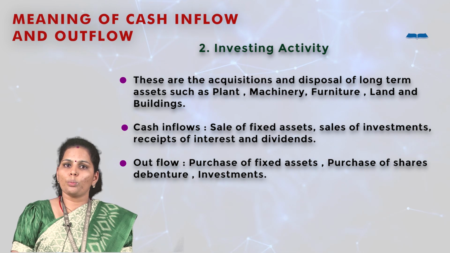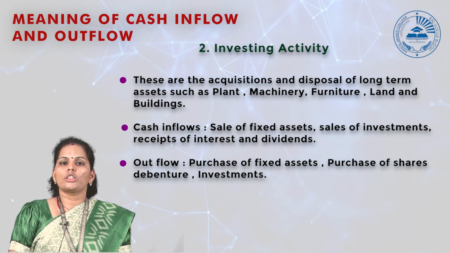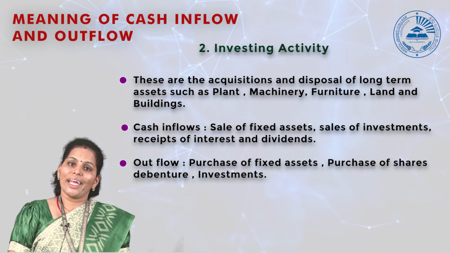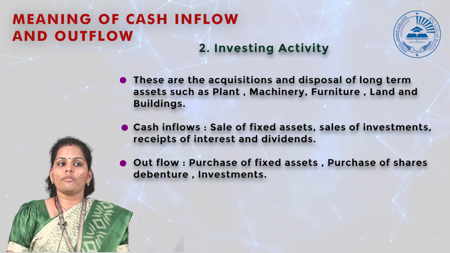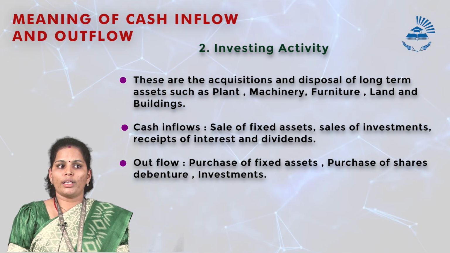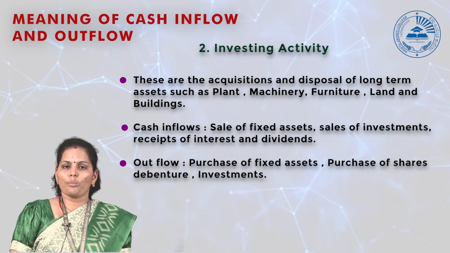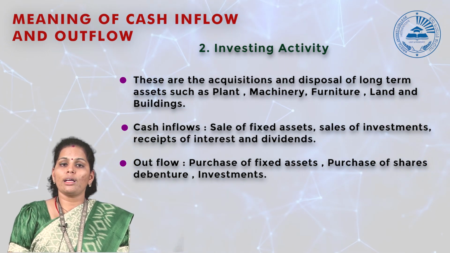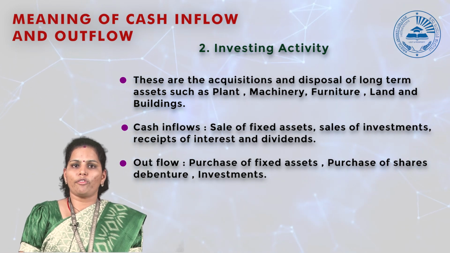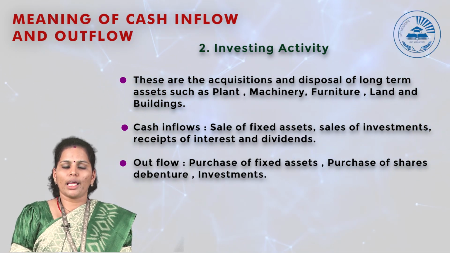In that also two parts are there. The first part is cash inflow. So the cash inflow means what? The cash is coming into the business, correct? So for example, if you sell a fixed asset, the sale of investment, interest received as well as dividend. For example, you have invested in the business of others and you are going to get the dividend for that. So that also will come under the cash inflow.